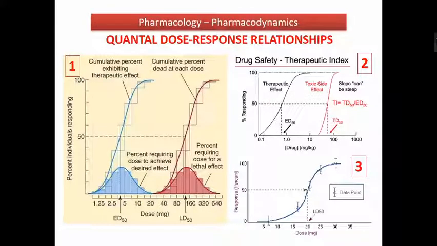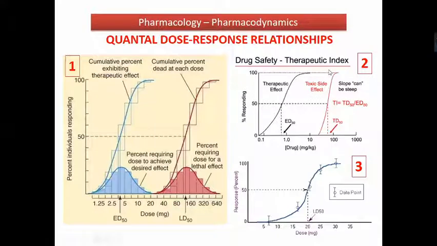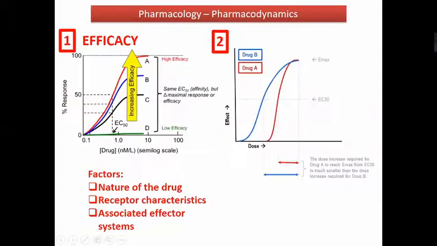Okay, so with regards to drug safety, therapeutic index, I will be discussing this later. Okay, here. Another very important concept with regards to pharmacodynamics is efficacy. So, here, this simply means as you increase the dose of the drug, you increase also the number of patients manifesting the expected therapeutic effect.